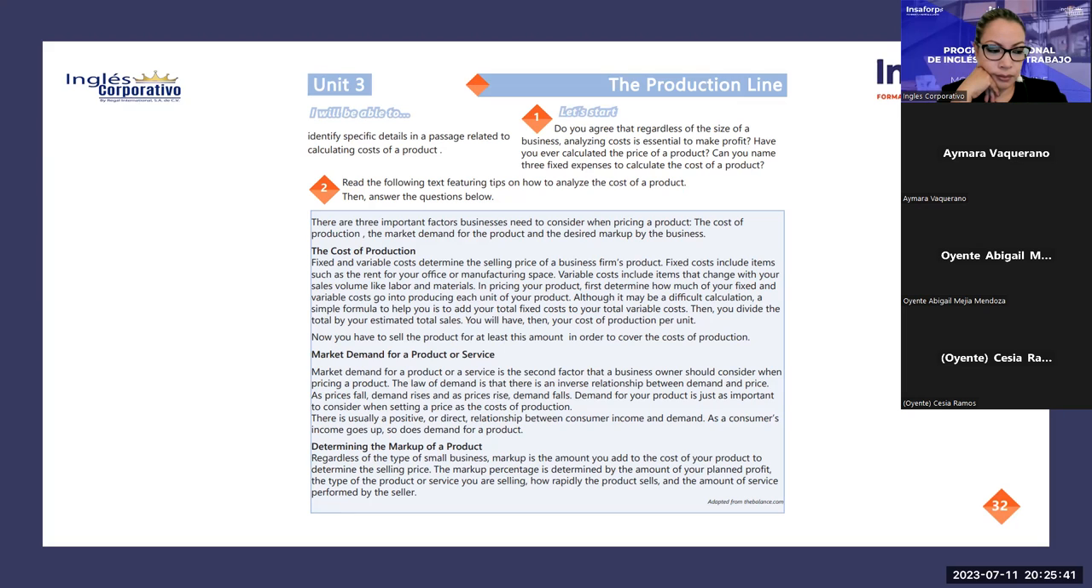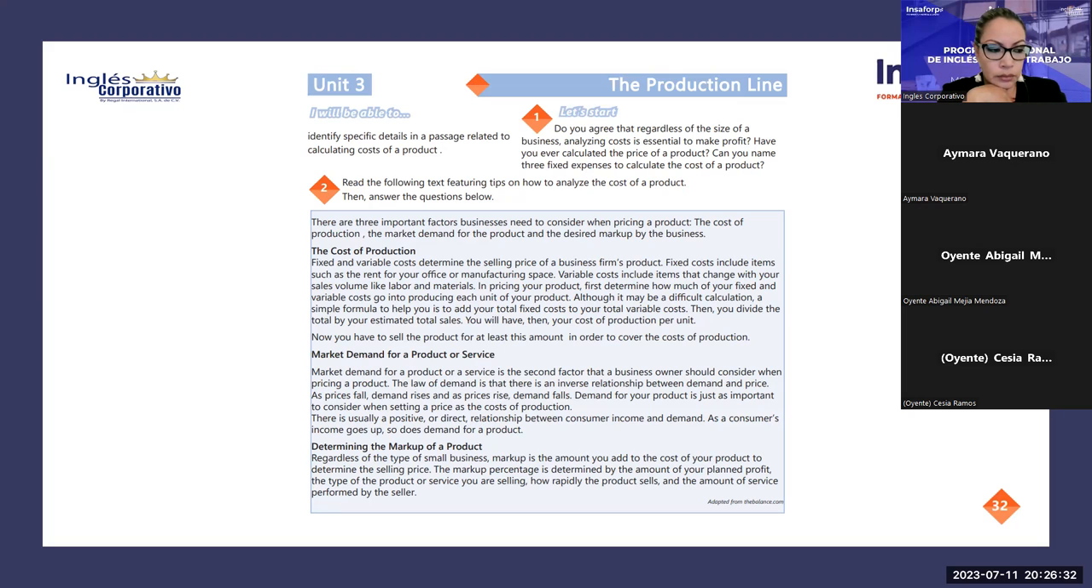There are three important factors businesses need to consider when pricing a product. The cost of production, the market demand for the product, and the desired markup by the business. The cost of production. Fixed and variable costs determine the selling price of a business firm's product. Fixed costs include items such as the rent for the office or manufacturing space. Variable costs include items that change with your sales volume, like labor and materials.